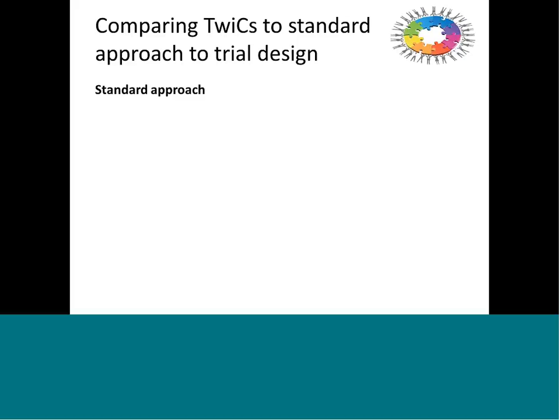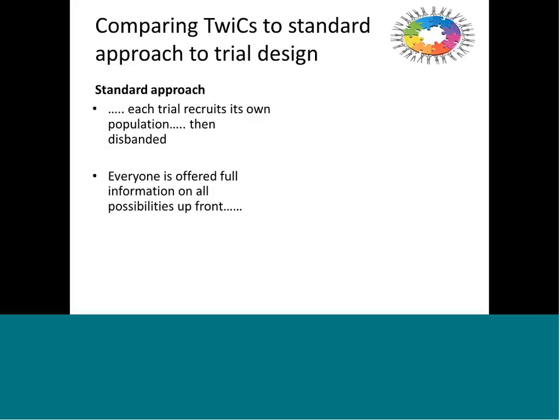So if we take a step back, how do trials within cohorts compare to the standard approach to pragmatic randomized controlled trial design? In the standard approach, each trial recruits its own population, which at the end of the trial is very often disbanded. Everyone who's approached is offered full information about all the possible things that might or might not happen to them up front, before the trial starts. And their consents are sought for all possible scenarios. So do you consent for this scenario, this scenario, this scenario?